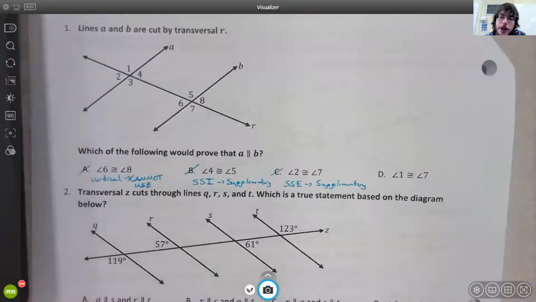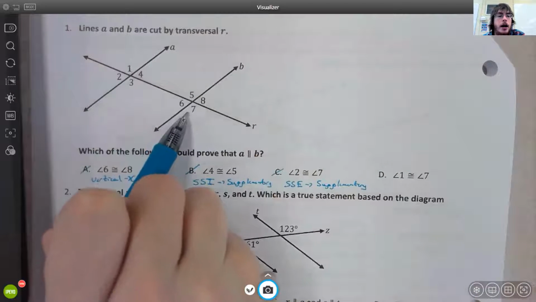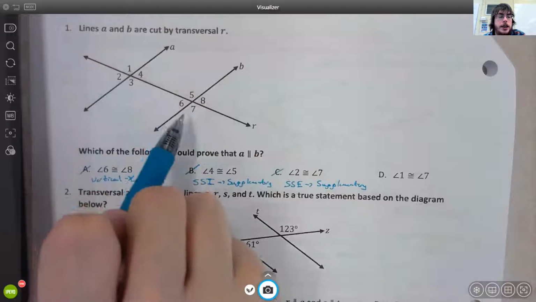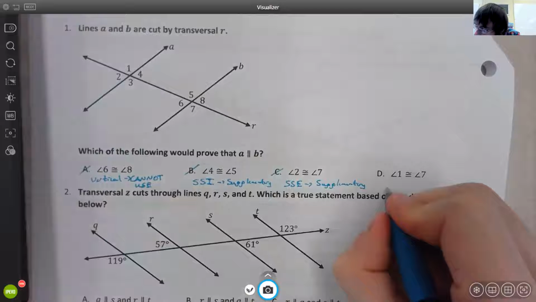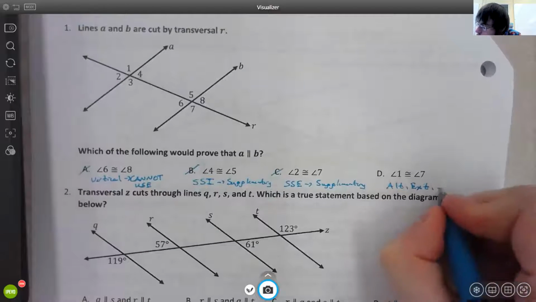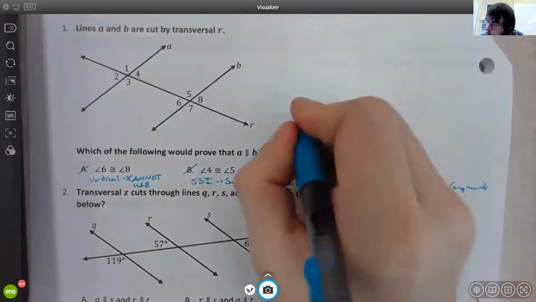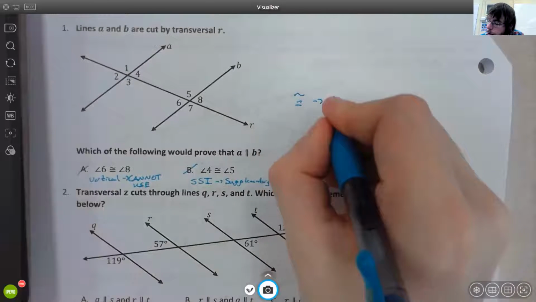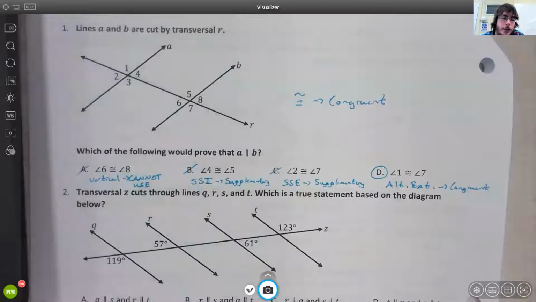Let's look at D. We know it has to be our answer, but let's look at it anyway. Angles 1 and 7. 1 and 7 are on opposite sides of the transversal, and they're both in the exterior. So these are alternate exterior angles, and they indeed should be congruent, which is what our statement says. So remember, this means congruent. That's what that symbol means, the equal sign with the tilde over it.